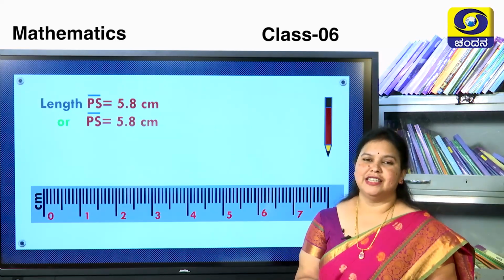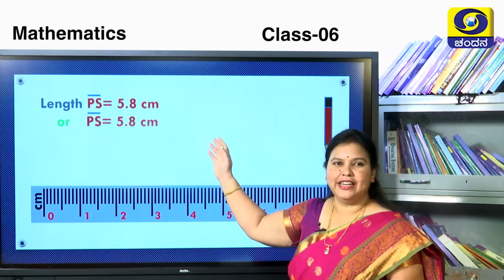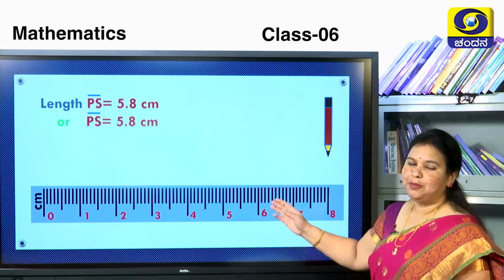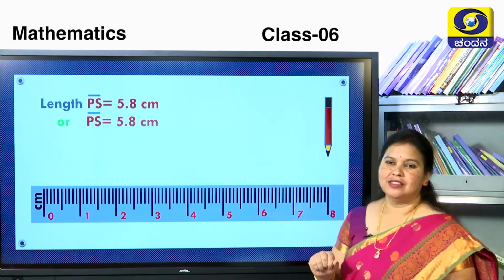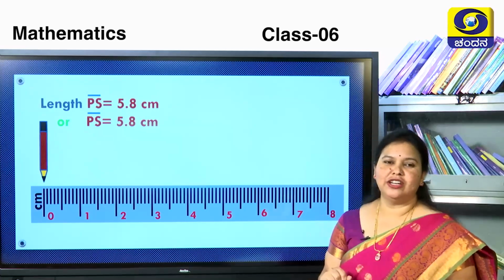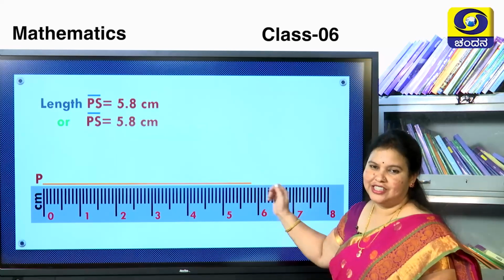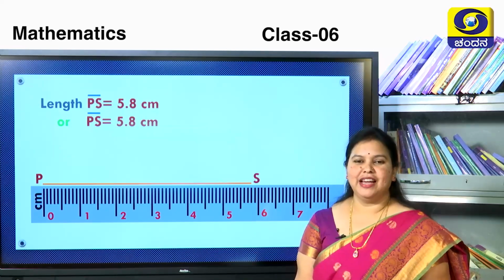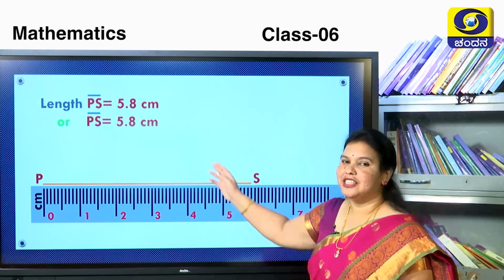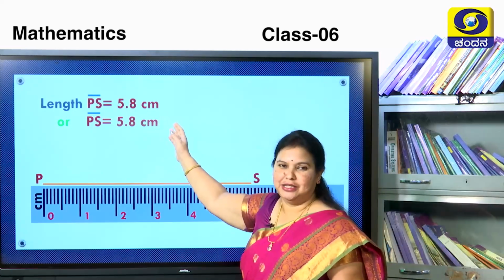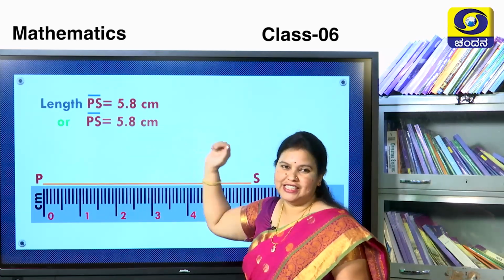Now let's take an example and learn how to draw a line segment of length 5.8 centimeters. First, keep your scale properly, take a sharpened pencil and start drawing a line from 0 till the required measurement is reached. Let's name it P and S. So, this line segment PS is equal to 5.8 centimeters.